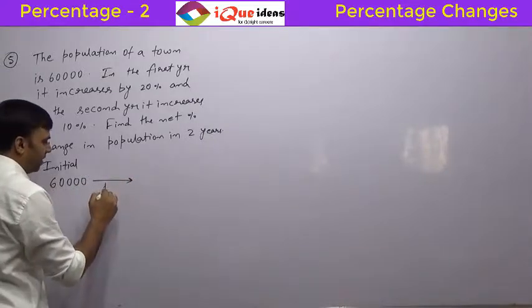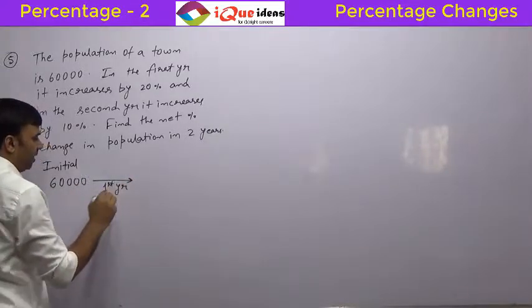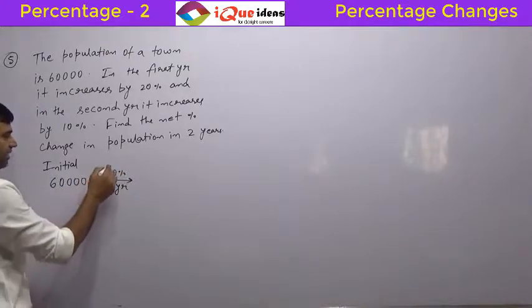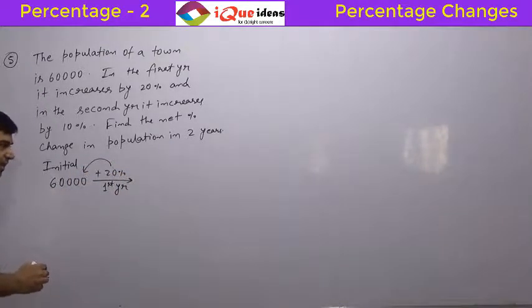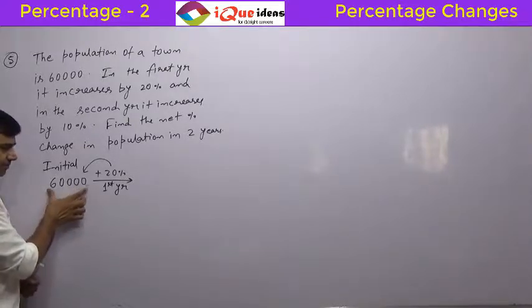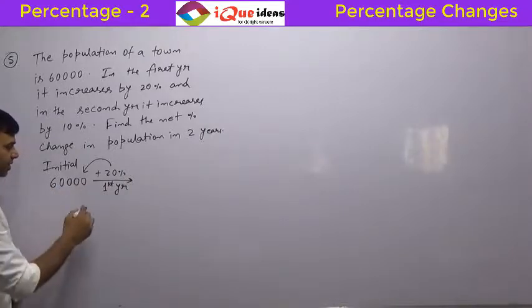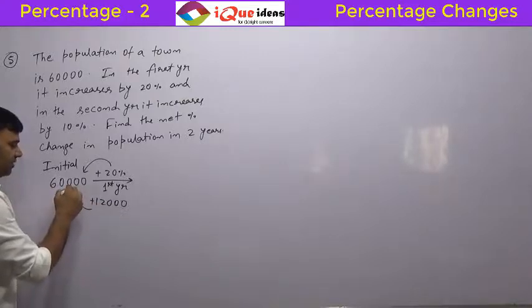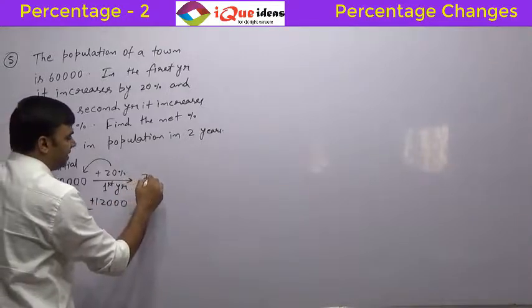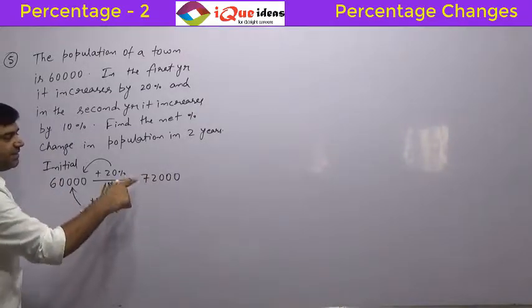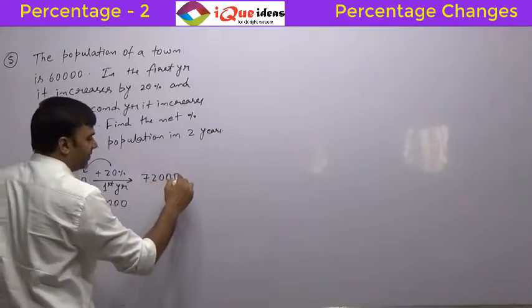In the first year, what is happening? This value increases by 20%. So what you need to do is calculate 20% of 60,000. How do you calculate? What is 10% of 60,000? 100% is 60,000, so 10% is 6,000. So 20% will be 12,000. This 12,000 is the increment which is added to 60,000. So it becomes 72,000. This is the population after 1 year.